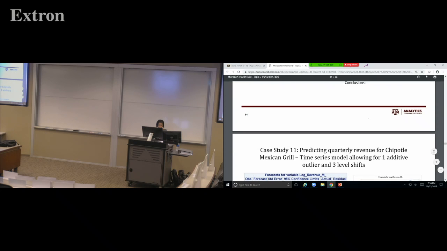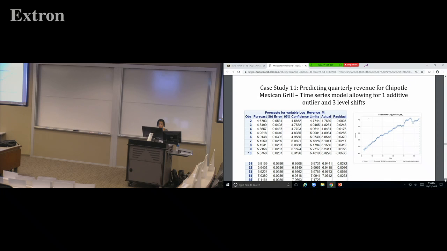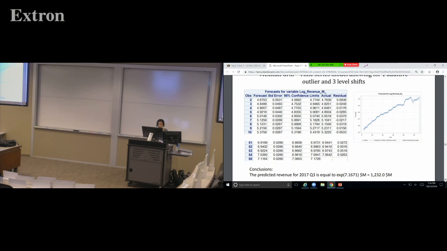Alrighty. And then if we look at the forecast, or the predictions, the predicted value for 2017 quarter 3 is equal to, oh, that's a typo. Yes, it is a typo. It is equal to the exponentiation of 7.11. I need to correct that, I'm sorry. So that's the idea of the forecast. I have to plug that in.